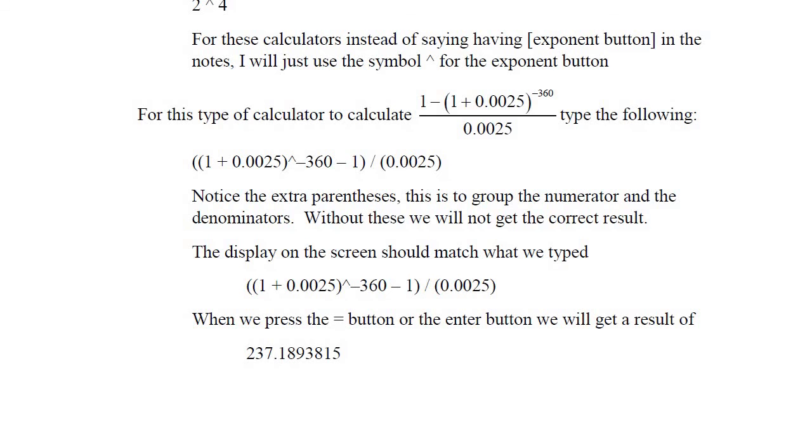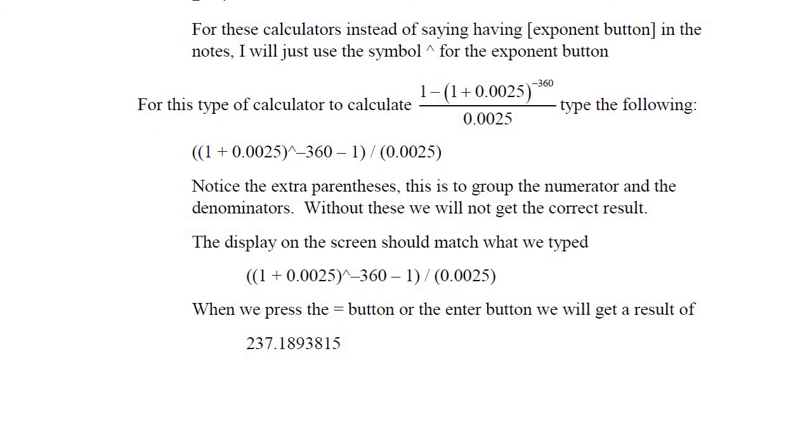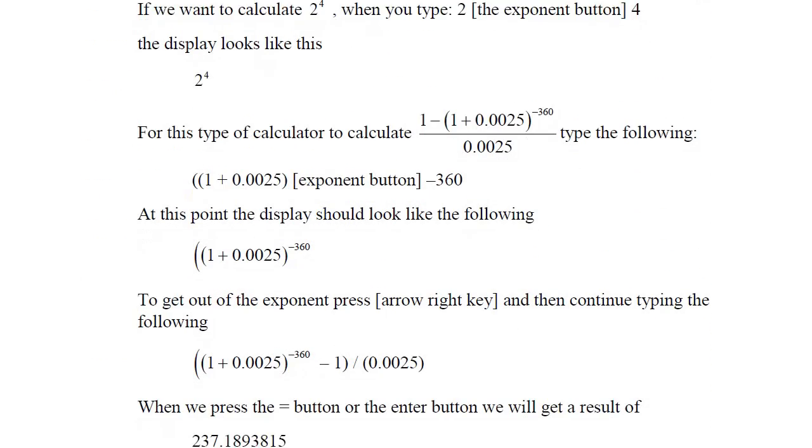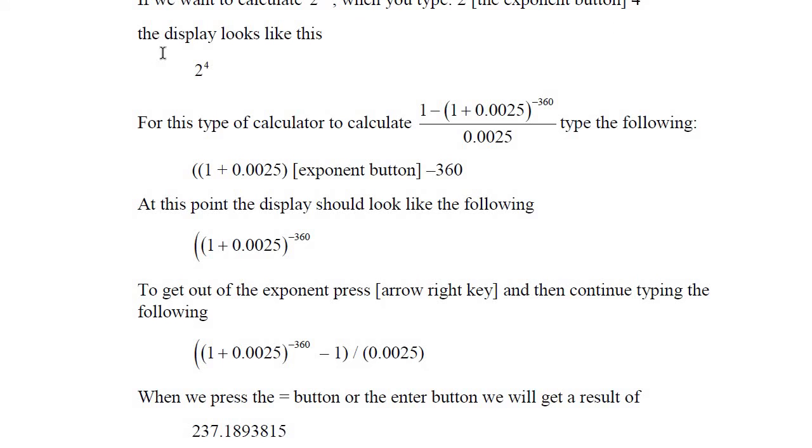that 237 point thing. If you have the other type of calculator, the one where the exponent button gives you something that looks like an exponent, here it is typing that stuff in, the same way we did a couple of examples ago. Same type of thing, and then it calculates to our 237.18 thing.